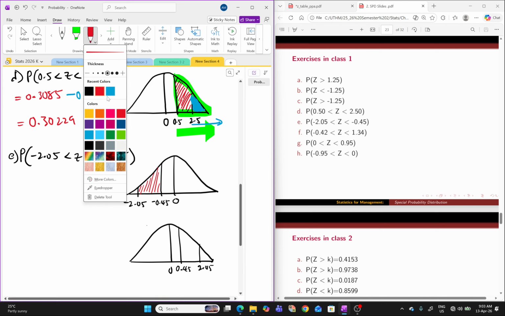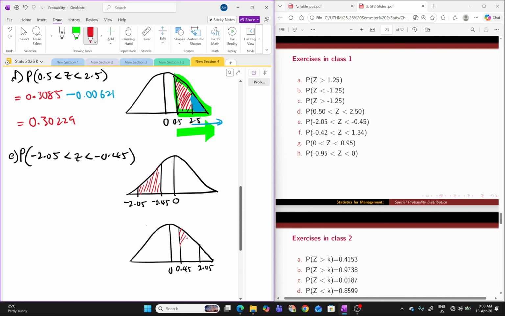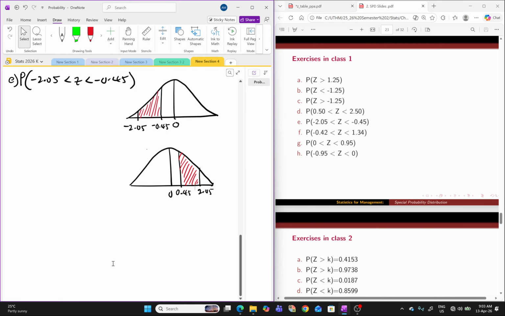If you switch, you will get this. Now you try to use the table, the same method I used for D. Find me the value of E. The table I shared in the group, isn't it? You can use the phone. See the table.